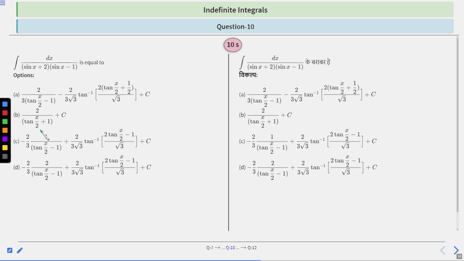So you can try to do this substitution, and if you have another method in mind, you can apply that, right? The answer will not change. Clear? Fine. Okay, so you have 10 seconds to solve or think about this question. After 10 seconds, we will discuss the solution.